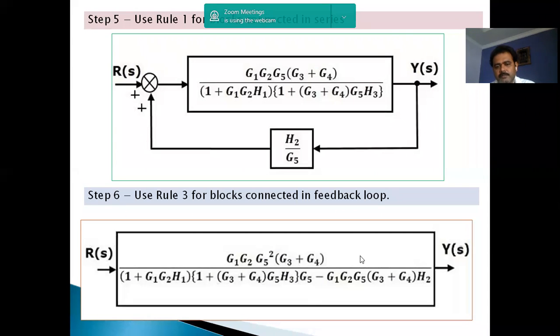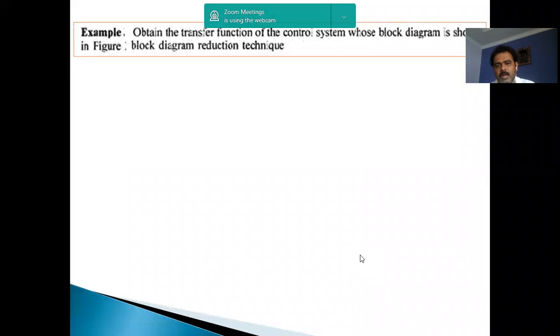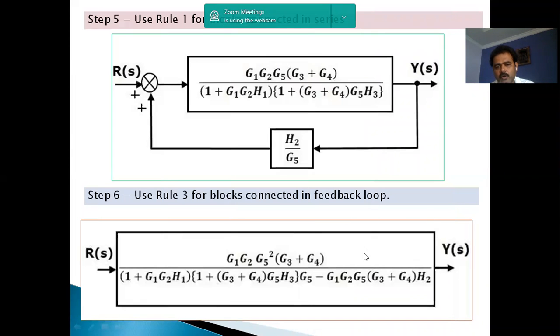But transfer function model means simply writing output by input, that I have not represented in the question. If the question is something like this, reduce the block diagram, okay, up to this part it is okay. But obtain the transfer function from the block diagram means finally we have to write Y of s by R of s is equal to this entire thing.